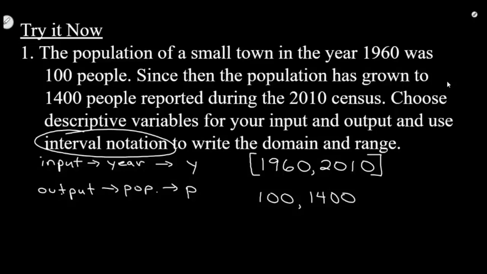Included, because they said this is the population. So yes, the 100 is included in the range. And how about the 1400? Also included. So in this problem, unlike the last one, all of our endpoints for interval notation were included. So they all got brackets. Okay, and we'll do some more practice with that as time goes on.